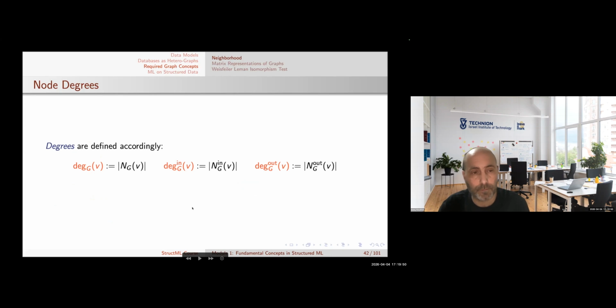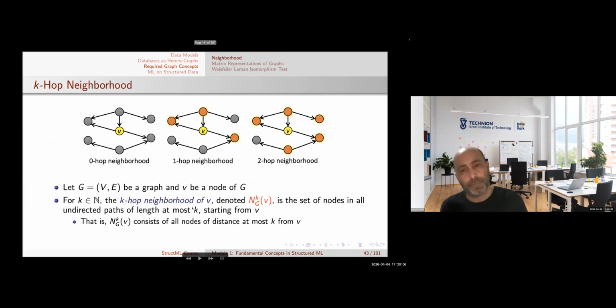Now, you also have the notion of a degree. The degree of v is the number of neighbors of v, again, either incoming or outgoing. And we also have the in-degree and the out-degree of v, defined as you see here.